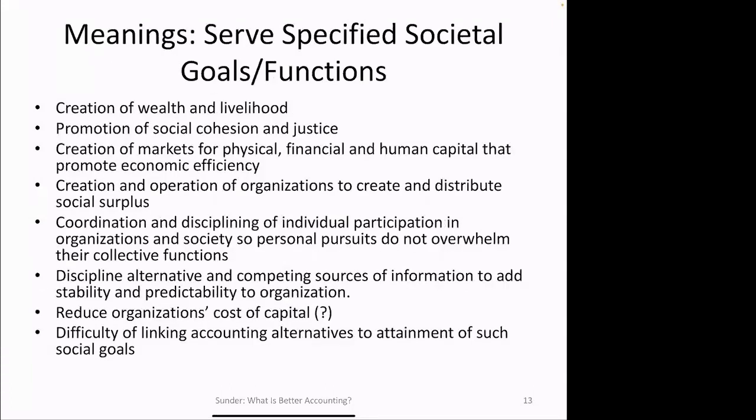A fourth meaning could be to serve some specified social goals or functions. But again, there are many different possible social goals. Make a wealthy society, help people with their livelihood, create social cohesion, social justice, creation of markets for physical, financial, or human capital to promote economic efficiency, creation and operation of organizations to create and distribute social surplus, coordination and disciplining of individual participation in the organizations, and so on. People have even talked about reducing organizations' cost of capital, which actually amounts to the same thing as reducing the rate of return to the investors. But they don't talk about that. They just talk about reducing cost of capital, which I never figured out what that means.